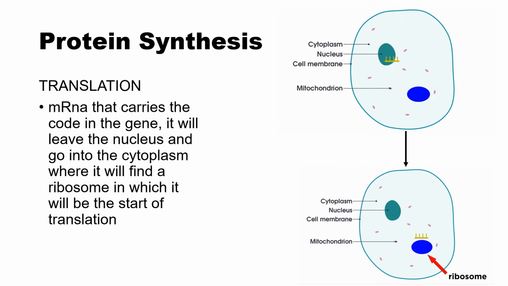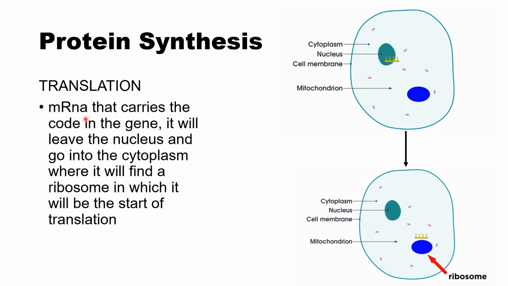So yun. So after that, translation naman yung magaganap. So yung mRNA that carries the code in the gene, it will leave the nucleus and go into the cytoplasm where it will find a ribosome in which it will be the start of translation. So meaning, yung transcription, it takes place doon sa nucleus, and then pag nakabuo na ng mRNA, pupunta ngayon yan doon sa cytoplasm, maglalakbay sa cytoplasm in which it will find or maghahanap siya nitong ribosome. So, yun.